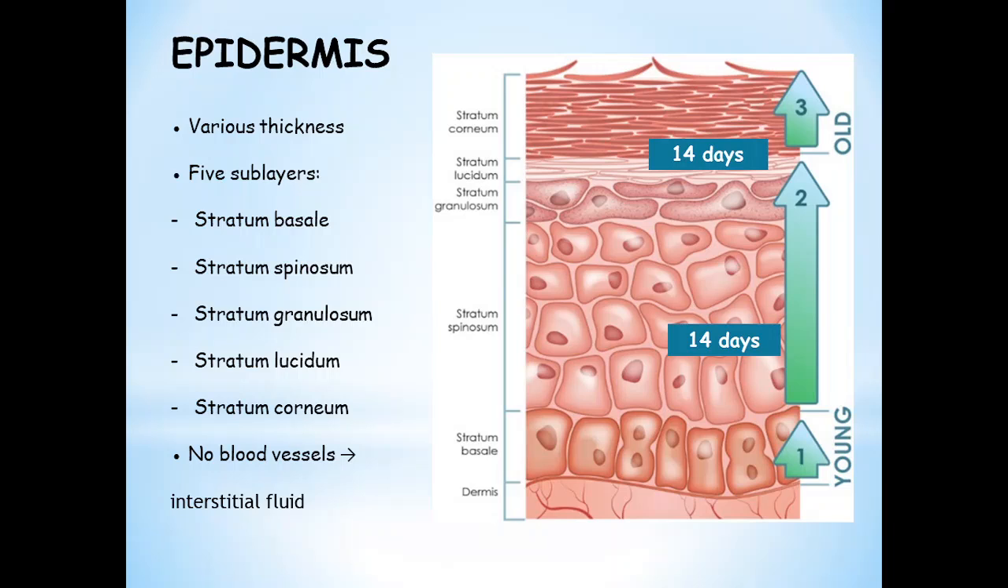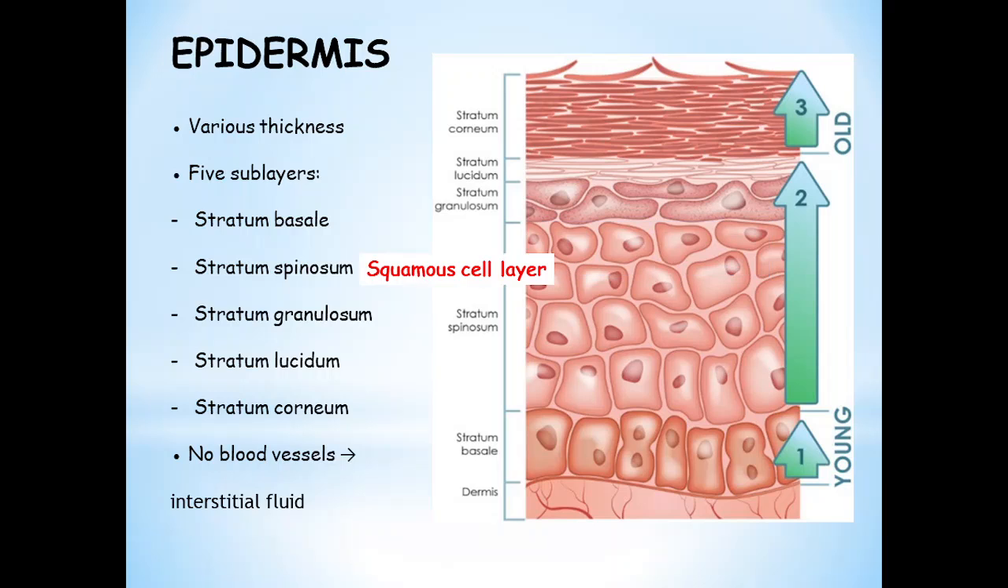But this shedding process slows down with age. Complete cell turnover occurs every 28 to 30 days in young adults, while the same process takes 45 to 50 days in elderly adults.